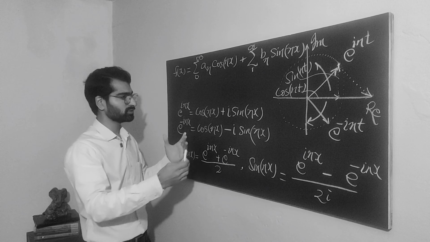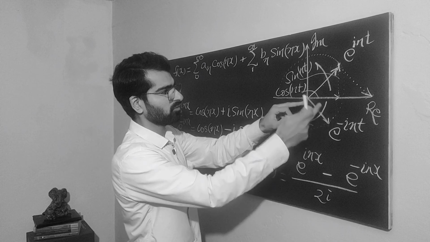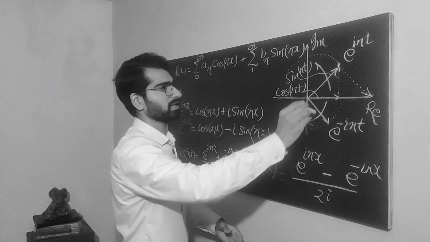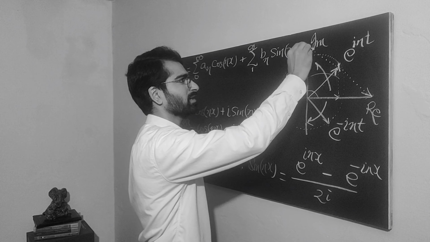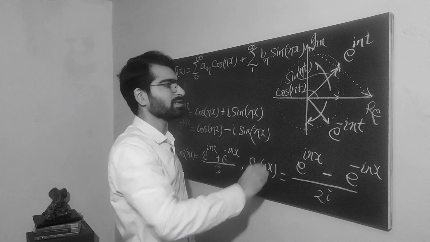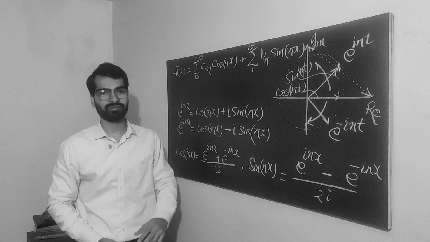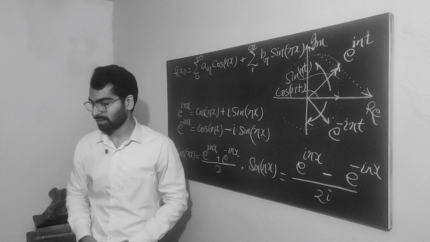And if you want to subtract these two vectors, well, you can flip it over by 180 degrees, then it will go like this somewhere here, and then this height will be twice I times sine of nt in this case.